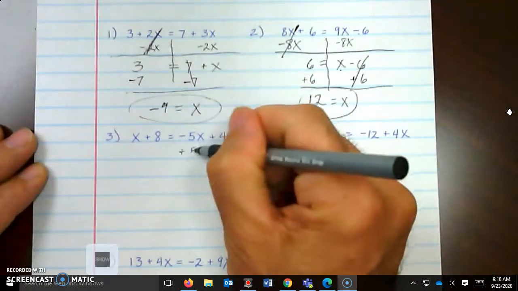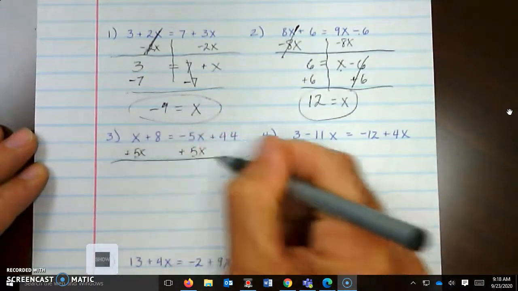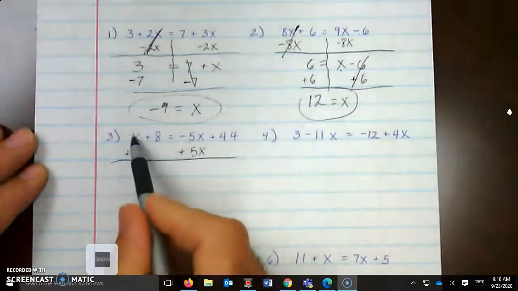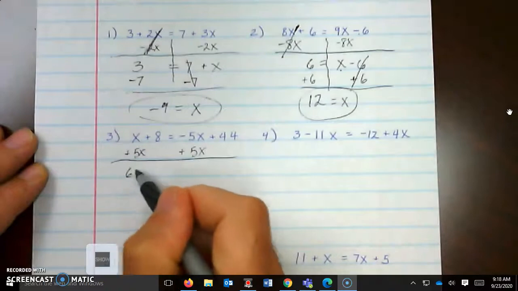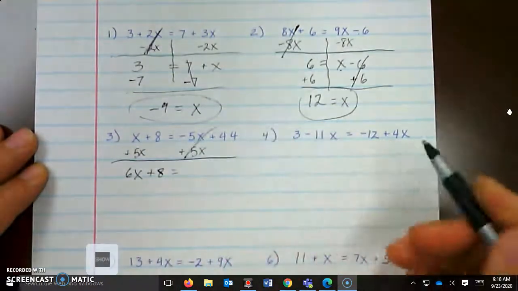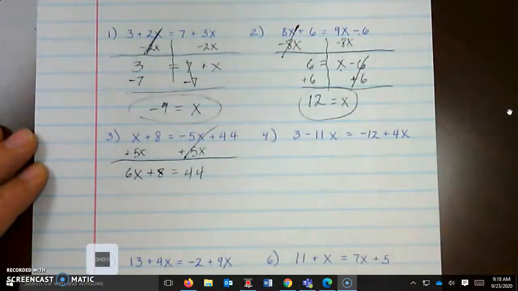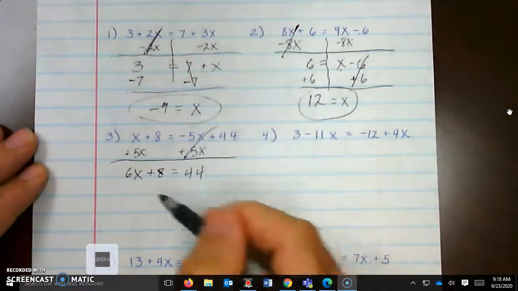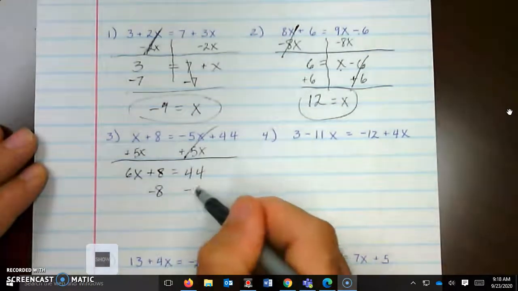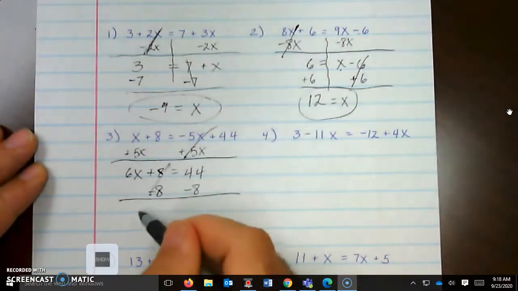and I'll cancel negative 5x by doing positive 5x. Okay, 5x plus 1x is 6x. Bring down your plus 8. These x's are gone. And here comes 44, just dropping down as positive. This is just a two-step equation now, everyone. I need to cancel the 8. Just did. 6x comes down.